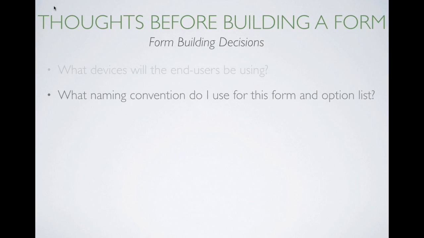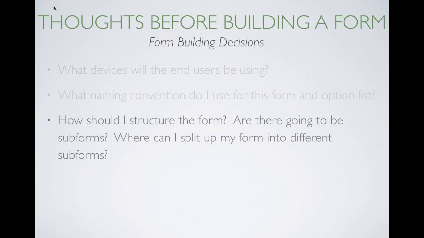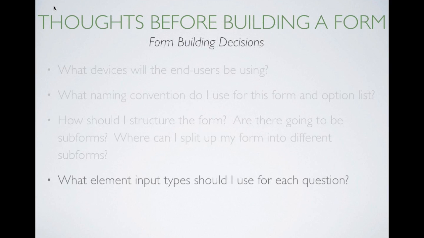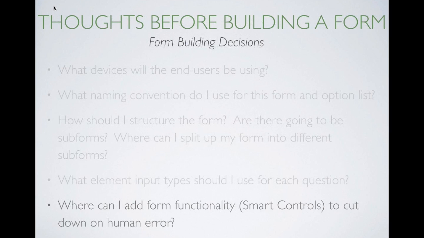All right, so before you build out that form, these are the thoughts that you should start thinking about. What devices will your end users be using? What naming convention are you going to use for the form, as well as if you're going to use the name for the naming convention for the option list? How should you structure the form? So basically, where are you going to split up the data into different subforms? What element input types should you use for each question? And then where can you add form functionality or smart controls to cut down on human error?